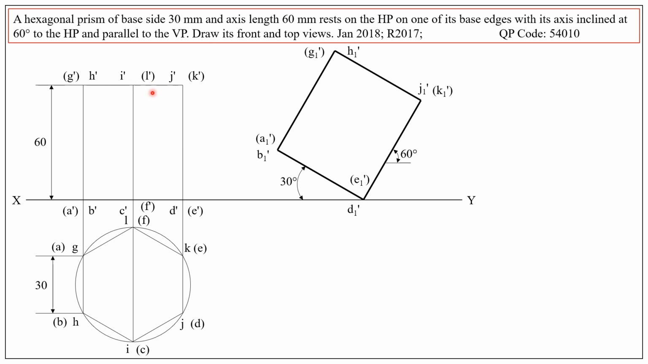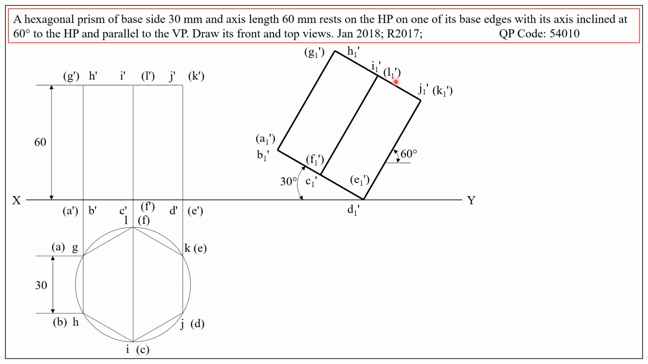For that, measure the distance between D dash and C dash. So measure this distance and transfer the distance in this rectangle. So from point D1 dash obtain point C1 dash F1 dash. So C dash F dash, instead we have put C1 dash F1 dash. And from C1 dash, draw a 60-degree line to meet H dash J dash and obtain points I1 dash L1 dash.